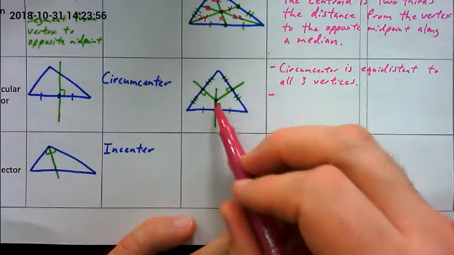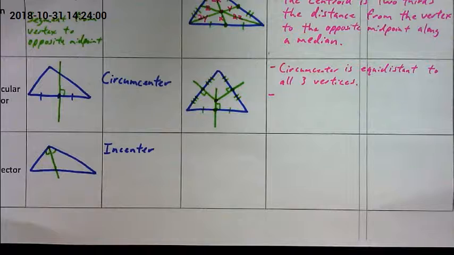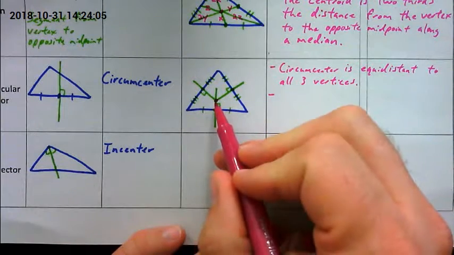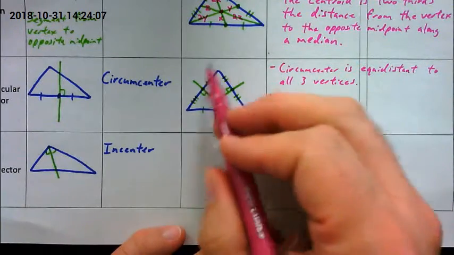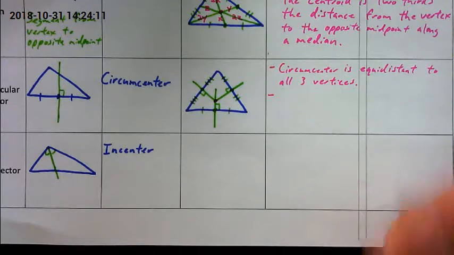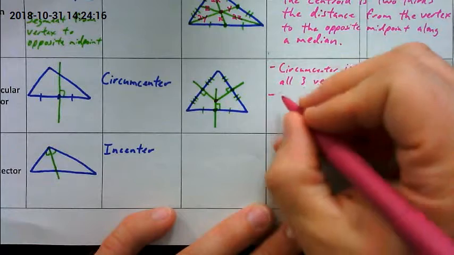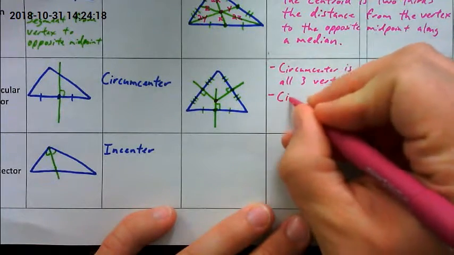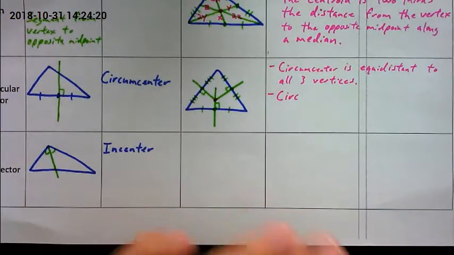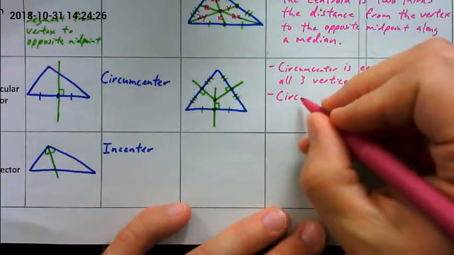Now, since that point is equidistant to all three of those vertices, that means that we could actually draw a circle where this would be the center and the circle would go through all three vertices. What we call that is a circle that circumscribes the triangle. So the circumcenter is the center of a circle that circumscribes the triangle.